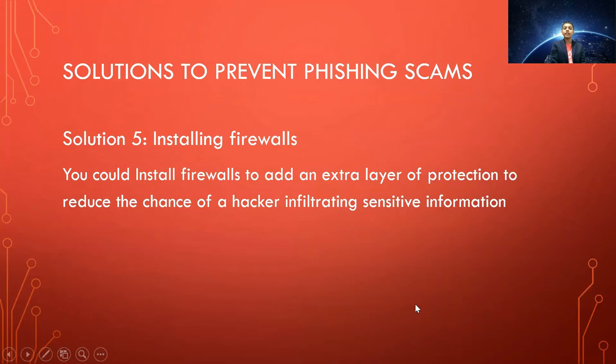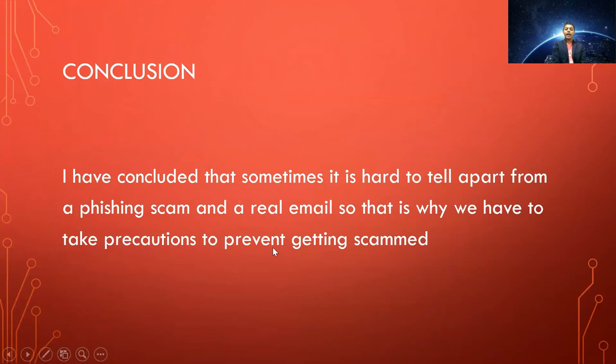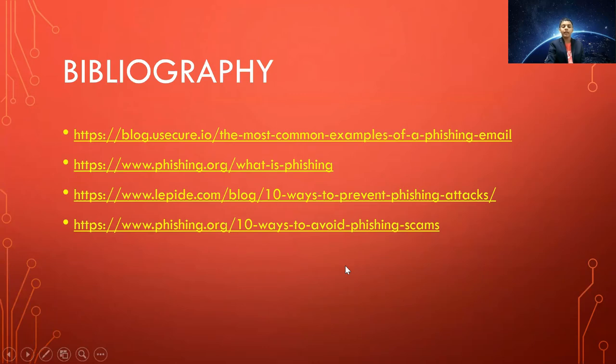Solution 5, installing firewalls. You can install firewalls to add an extra layer of protection to reduce the chance of a hacker infiltrating sensitive information. Conclusion, I have concluded that sometimes it's hard to tell apart a phishing scam and a real email. So that is why we have to take precautions to prevent getting scammed. Here's my bibliography. Thank you.